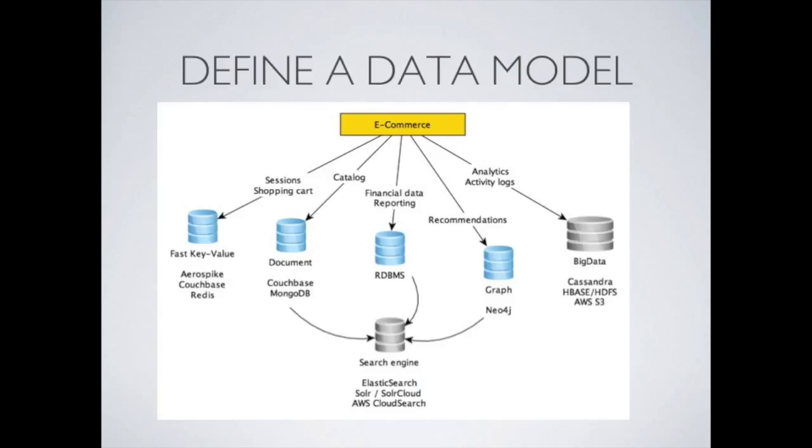Okay, so let's take a look again at this picture. As you can see, the data structures involved in this process are very different. We identify that sessions, for example, are very simple. We don't care what is stored in a session. It's a key-value, obviously. Catalog is a document-oriented thing. Financial data, 100% goes to a relational database, recommendation to graph, and etc.